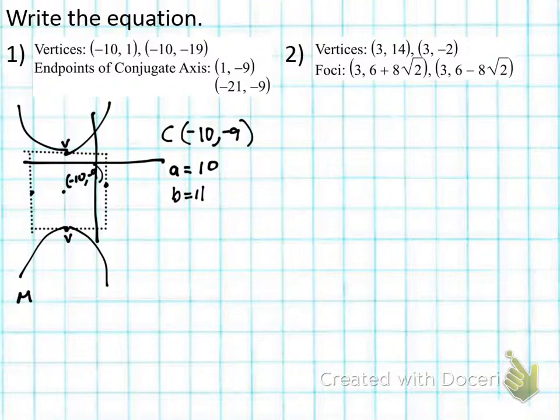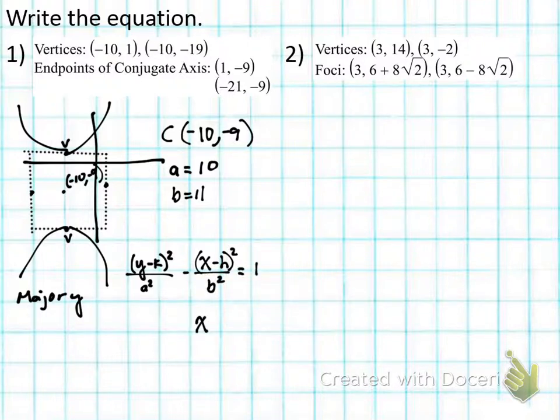So I'm going to start with my knowing it's a major y, and I'm going to start with the major y formula, which is going to be y minus k squared all over a squared minus x minus h squared all over b squared. Okay, and I know that my h and k are going to be negative 10 and negative 9, so I'm going to have a negative negative, which is going to be positive, so it's going to be x plus 10 squared. My k is going to be y plus 9 squared. And then we said that our a is 10, so 10 squared is 100. So we'll fix that, that's 100.